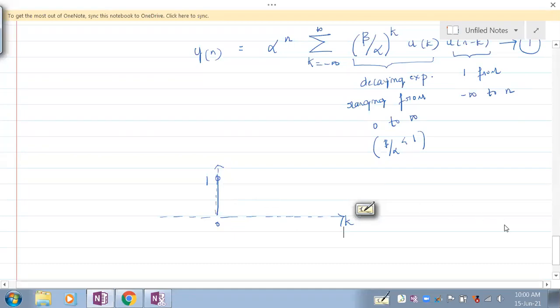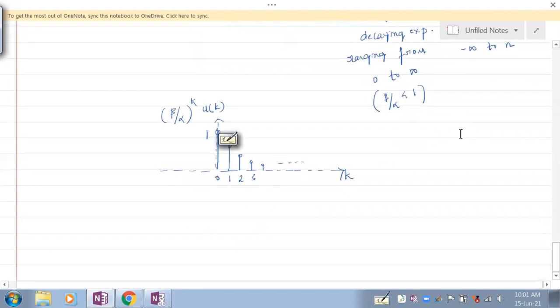And since this is a decaying exponential, the following samples would be decreasing in their amplitudes. This is sufficient to say. You need not write the values of it. So what is this? It is (beta by alpha) to the power k into u of k. This is the stationary signal. The n minus k signal is moving, so let's write the moving signal now.